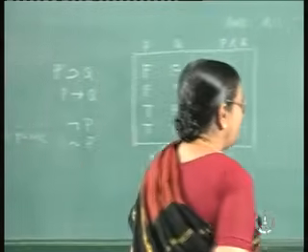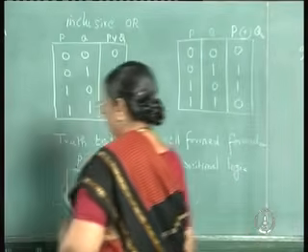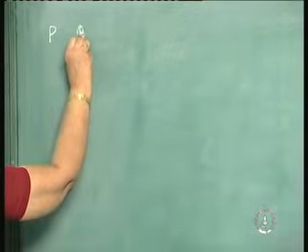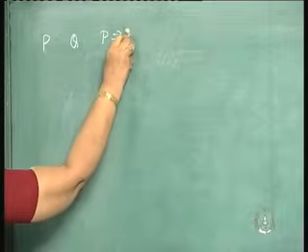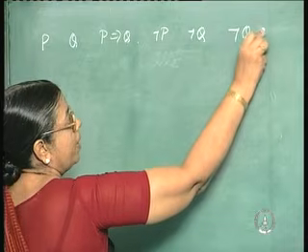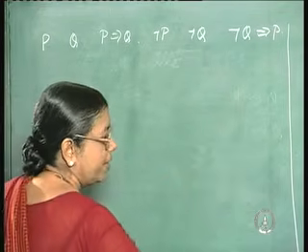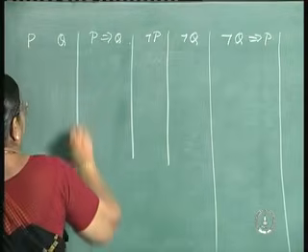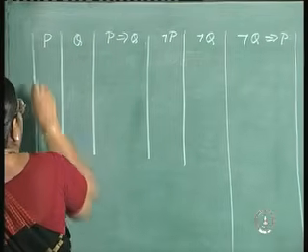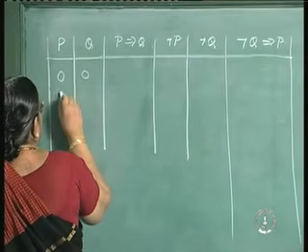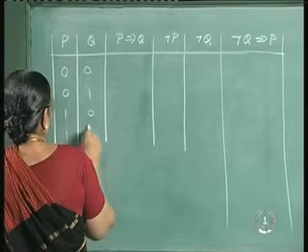Let us draw the truth table and see this. So, you have P, Q, P implies Q, not P, not Q, not Q implies not P. So, consider this table. You have the possibilities 0, 0, 0, 1, 1, 0, 1, 1.